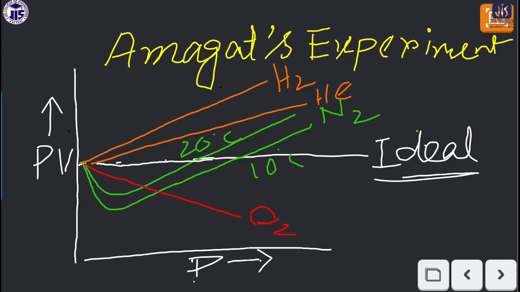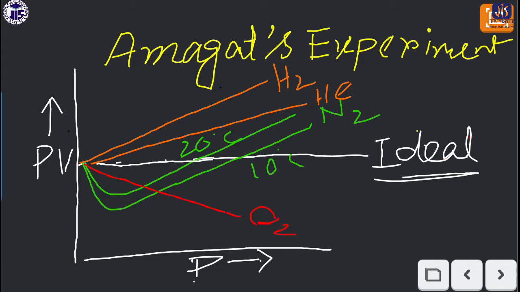Because there are two factors which are not applicable for the real gas. First, the assumption of no attraction force is not applicable for the real gas. And second, the molecules of a real gas have a fixed volume. But in the case of an ideal gas, we assume that the volume of the gas molecules is almost negligible with respect to the overall volume of the container.